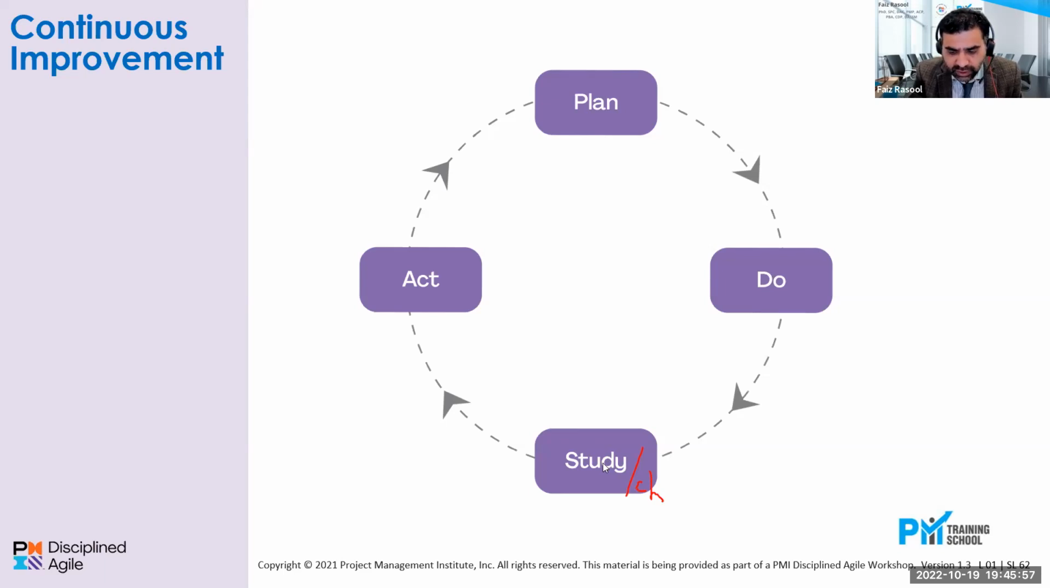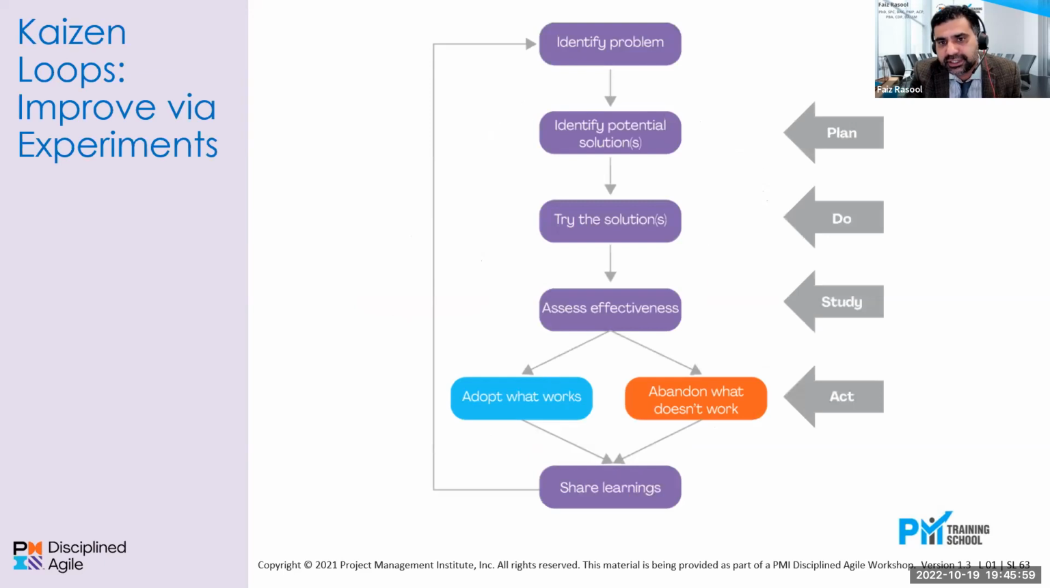Now, what this loop says is that whenever a problem comes, the first thing is to identify the problem, define the problem very well. Okay, don't go into the solution before defining the problem very well. Maybe with the help of a problem statement. And once you are able to understand the problem well, then identify potential solutions for any type of problem.